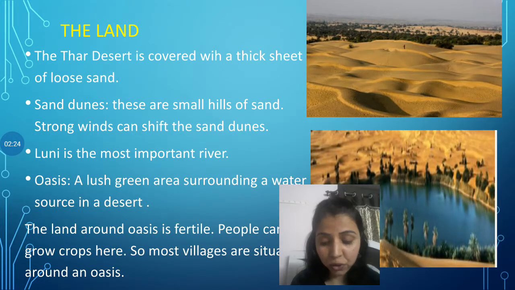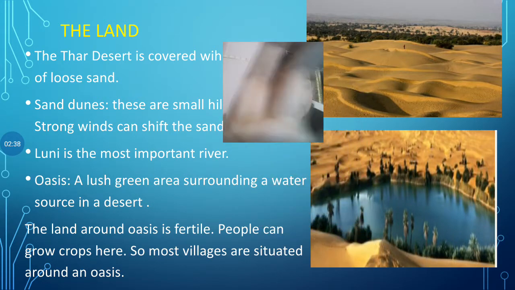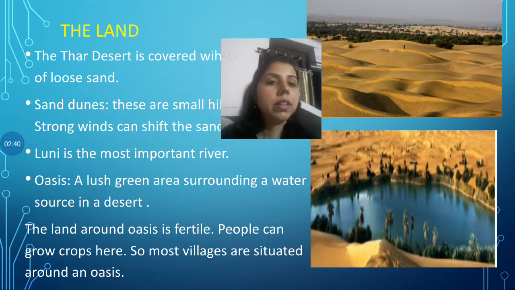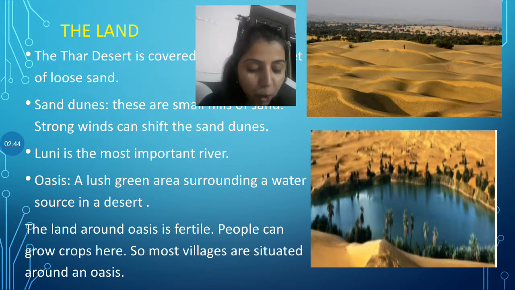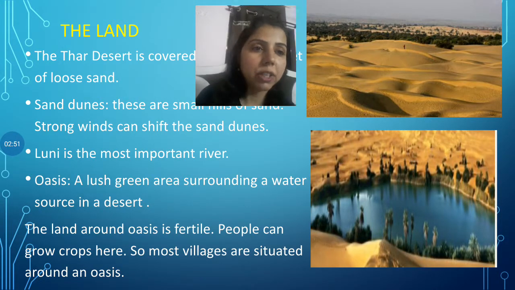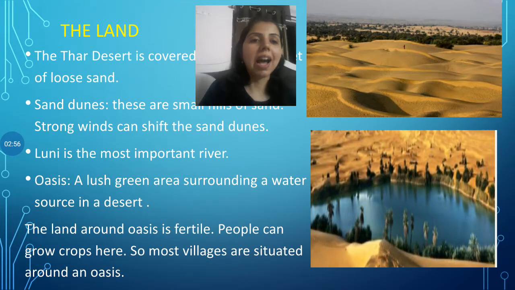There are very few streams in the Thar Desert. They mostly remain dry. Luni is the most important river in the Thar Desert. At some places you will find an oasis. You can see it in the picture. What is an oasis? A fertile spot in a desert where water is found is called an oasis. You can see the oasis in the second picture, and the first picture shows the sand dunes found in the Thar Desert.